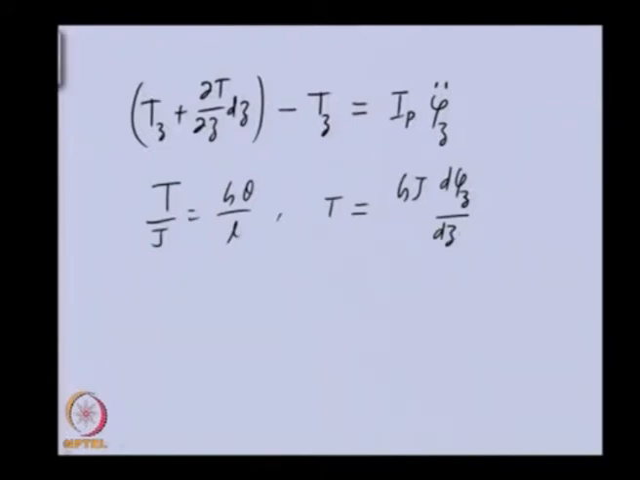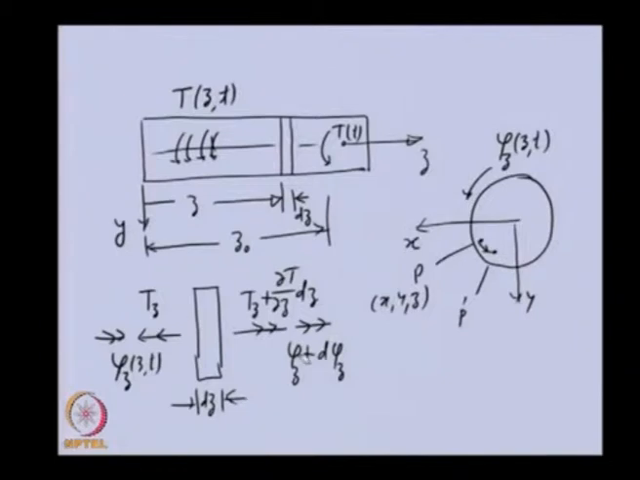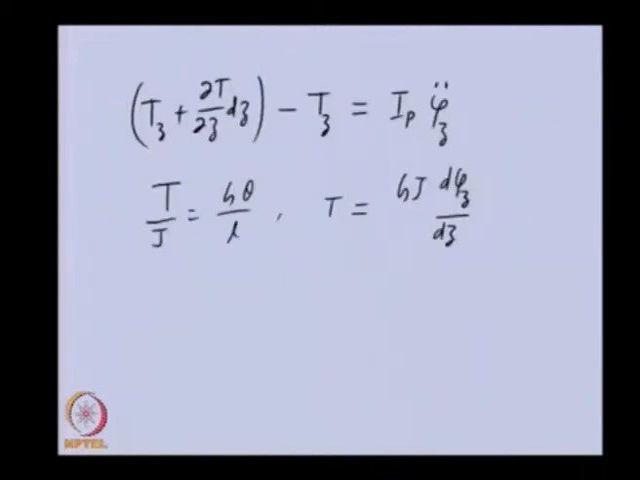You can see in the previous slide, the relative twist of the two planes is the difference of this angular displacement minus this, so that is d phi z, and the shaft segment length is dz. So we got this one.